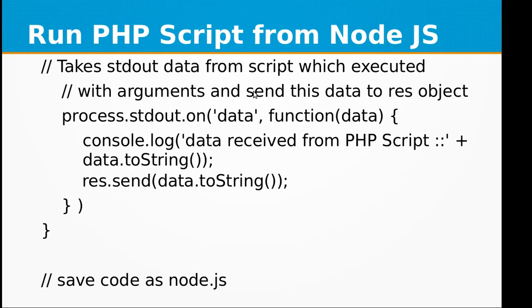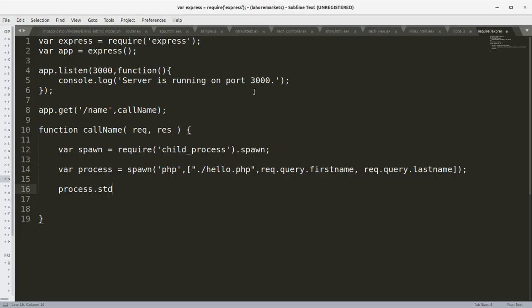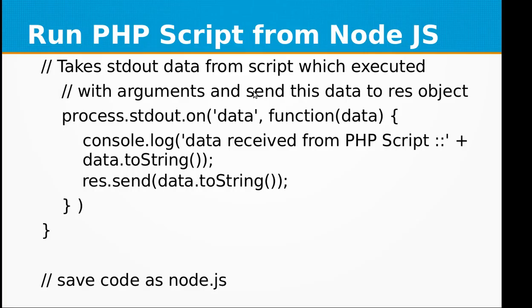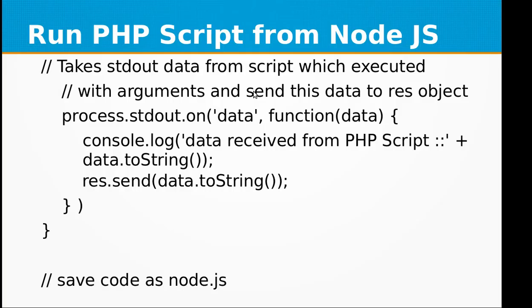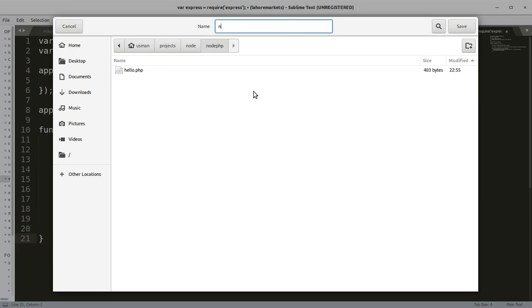So let's define the process.stdout.on event and trigger it when data is received. And what we are going to do with that data, we are going to console.log data received from PHP script, and let's show that data on the console and then send it to the browser. data.toString. Okay. Save the code as node.js.